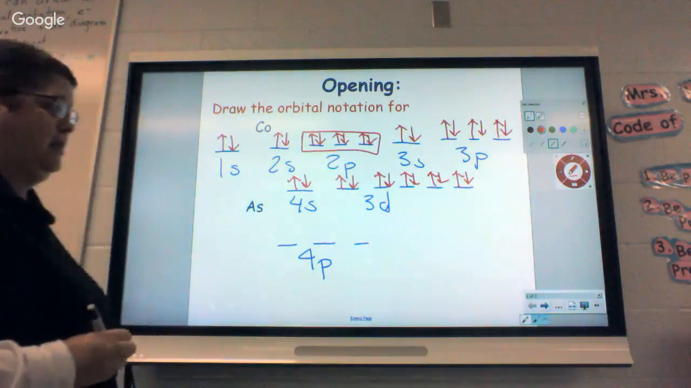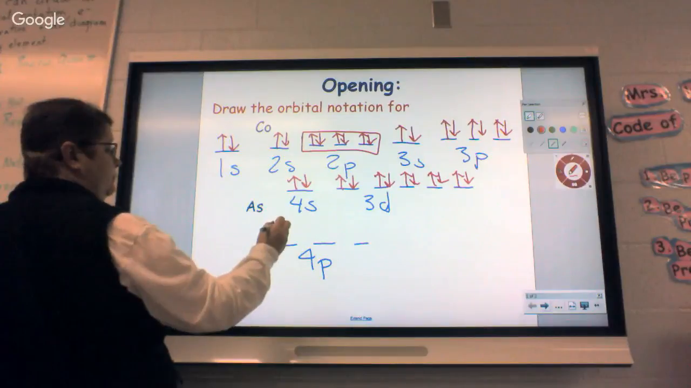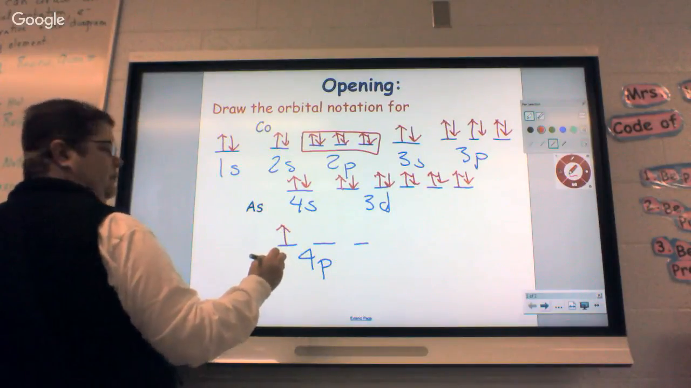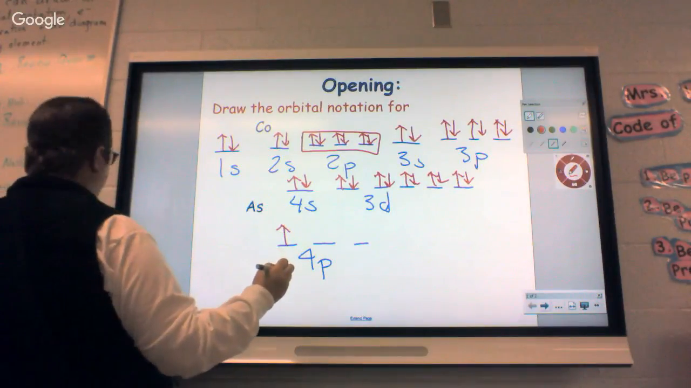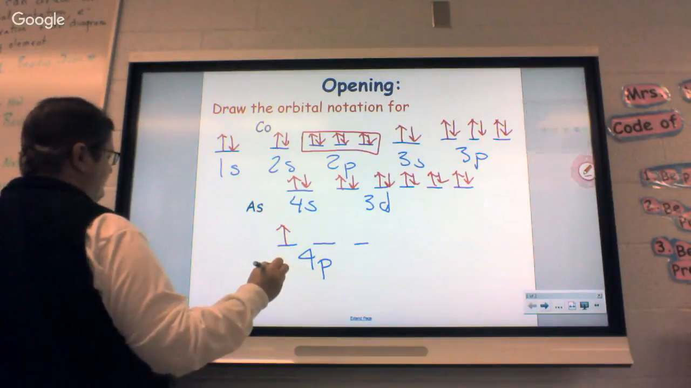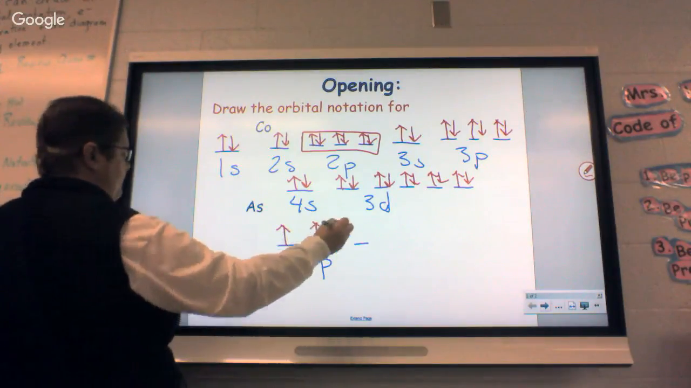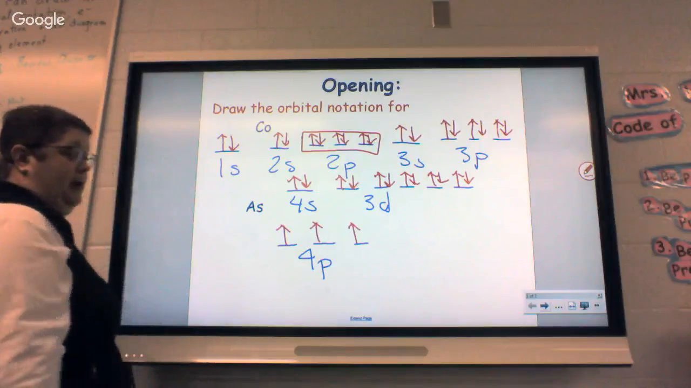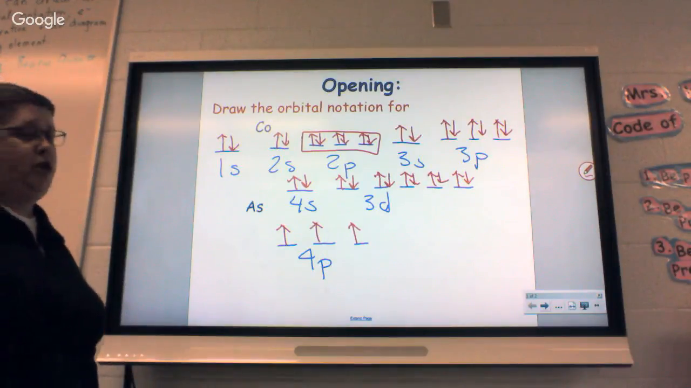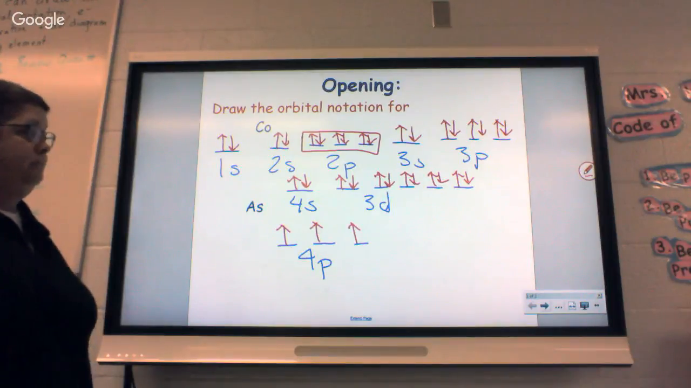How am I going to put my last 3 arrows in? The first one is open, and wait. Not up and down. Remember, you only need 3, and they're all going to take their own room. They're not going to share because they don't have to share. So that would be arsenic.